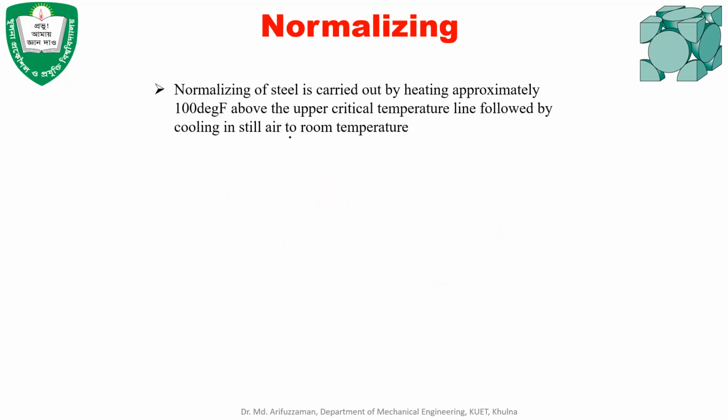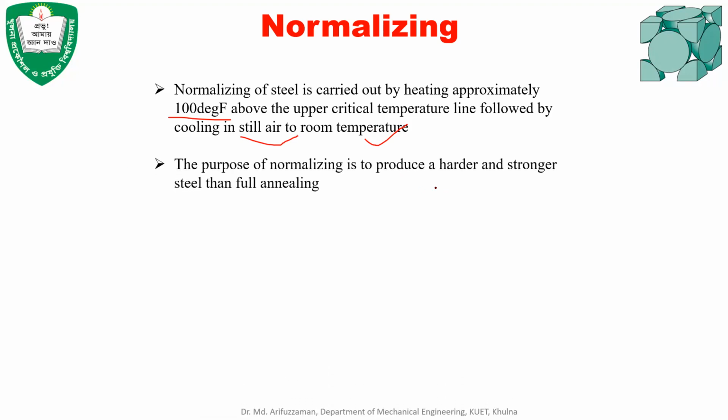So the normalizing of steel is carried out by heating to approximately 1000 degrees, not 100 degrees Fahrenheit, that should be 1000, above the upper critical temperature line, followed by cooling in still air at room temperature. That means in normalizing, you heat it above the upper critical temperature and then just leave it at room temperature. Then it will cool down and the structure will be normalized. The process of normalizing produces harder and stronger steel than full annealing.